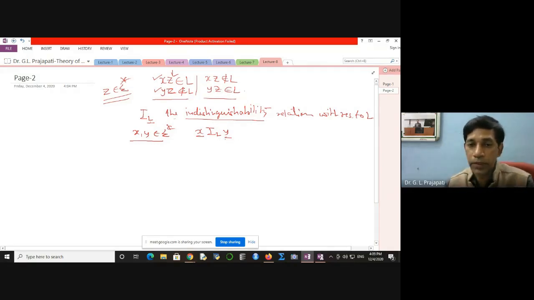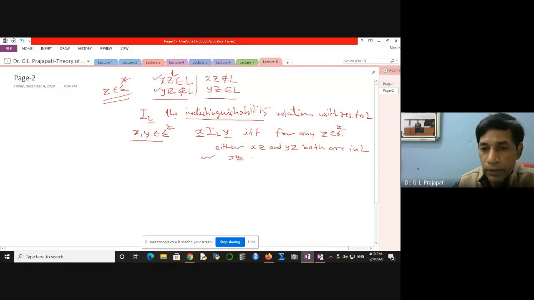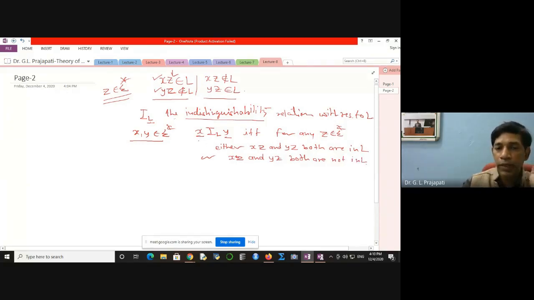So x and y are related in this relation if and only if for any z taken from sigma star, either xz and yz both are in L, or xz and yz both are not in L. Similarly, if x is related with y in this relation IL, this means x and y are not distinguishable. So you cannot distinguish the strings x and y.